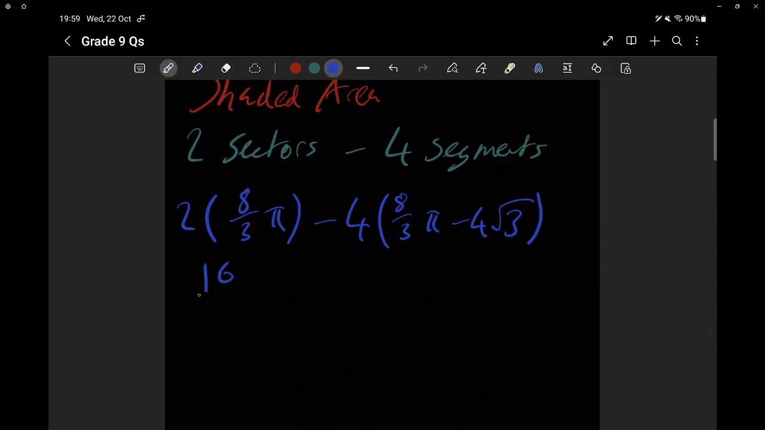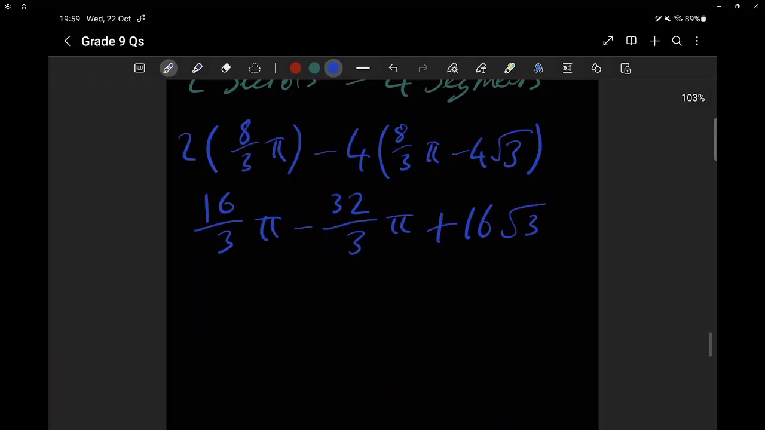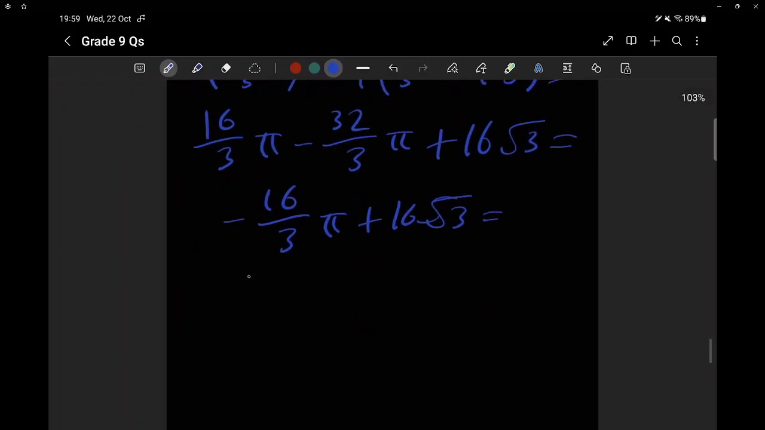Then we need to expand that. So 16 over 3 pi minus 32 over 3 pi plus 16 over 3. Don't want to come all this way and forget that negative 4 times negative 4 is positive 16. Alright, and we can simplify that a little bit more. And so that's going to be 16 over 3 pi plus 16 root 3. And then I'm just going to swap that round, because you would still get the marks if you left it like that.